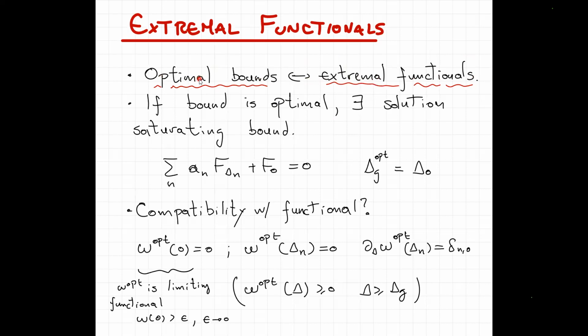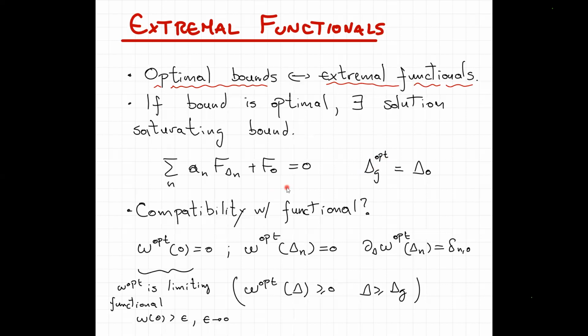So what does it mean that the bound is optimal? A bound can only be optimal if there is a solution that saturates the bound, right? This is why the bound is optimal: you cannot improve it, because it would rule out an existing solution. So if the bound is optimal, there exists a solution. This solution, for instance, could take this form. There is some choice of delta n's and some choice of a n's such that this equation is satisfied, where the gap, which is delta zero, would be the optimal gap, the maximal gap that I could choose.